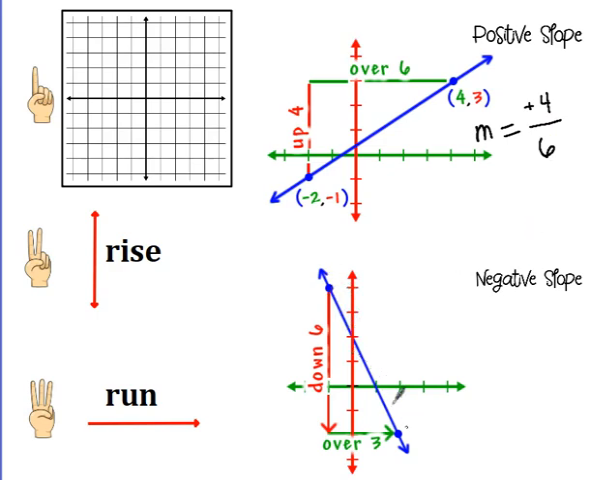This line has a negative slope. I know it has a negative slope because instead of rising, it actually falls. It goes down. So I can say that the slope of this line goes down 6 and then runs over 3. Now you'll notice that both of these fractions, because that's what slope is, it's a fraction, slope can be reduced. Like this one, I can say that this line has a slope of 2/3 if I reduce that fraction. And this line has a slope of -2 or -2/1 if I reduce this fraction.